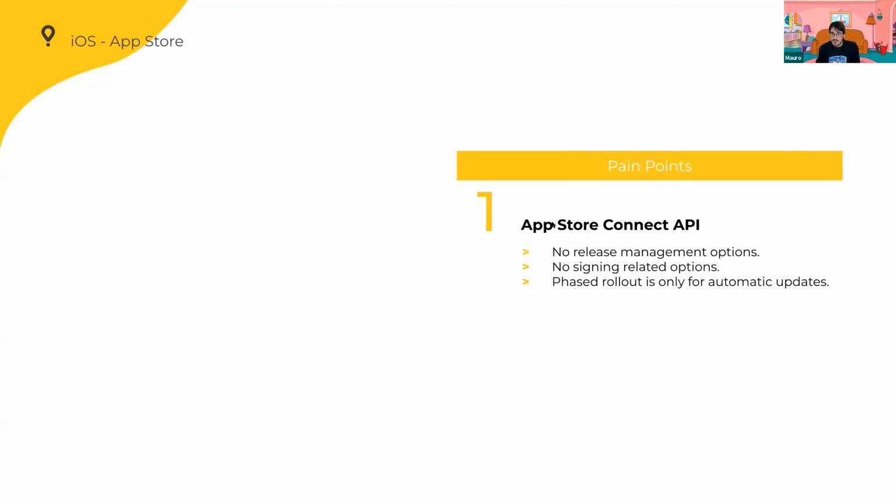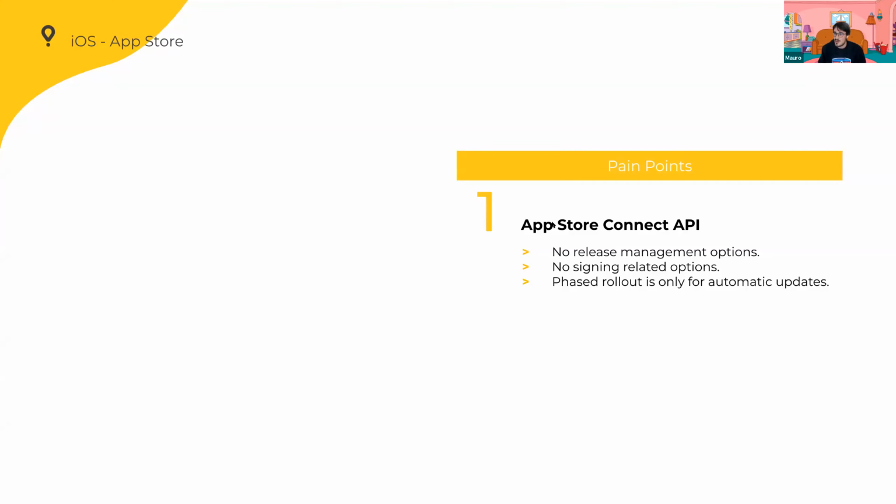So what are the pain points on App Store Connect, right? On App Store Connect, we don't have release management options through the API. We don't have any signing related options through the API, so we cannot sign the app or create provisioning profiles through the pure API of App Store Connect. And also there's no phased rollout for real.